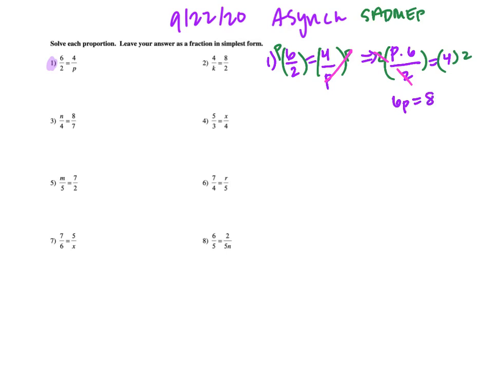Here we're multiplying. I'm sort of going to be in my division and multiplication for all of these because they're proportions, but next week and this week we'll see stuff that's more complicated. I have to get that 6 away from the p, so I divide both sides by 6. 6 divided by 6 is 1. p equals 8/6, which is 4/3. So that's number 1.